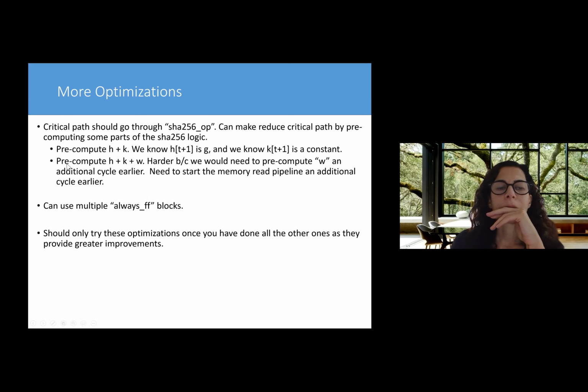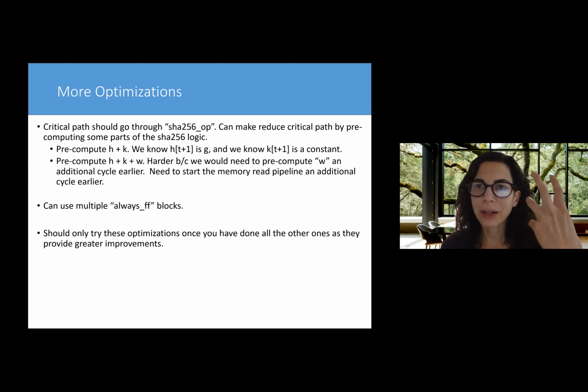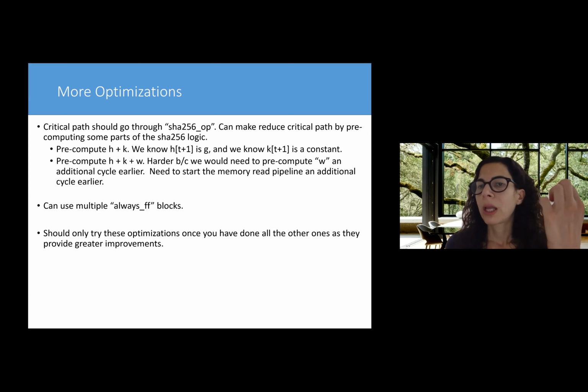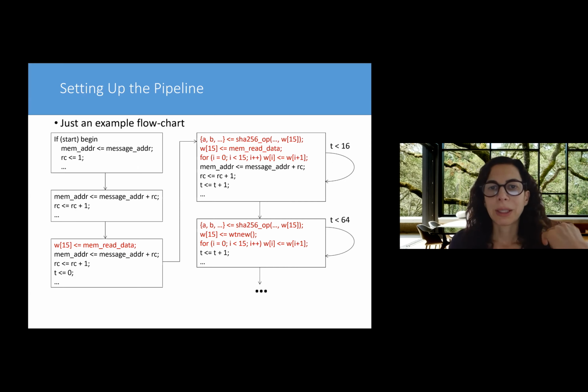Also, the other thing we could do is pre-computing H plus K plus W, which is a little harder. The W has to be computed two cycles earlier, and we need to make sure we have the values in memory two cycles earlier to do this pre-computation. But the good thing is, because this is FPGA, we could have parallelism. We could use multiple registers to store and pre-compute these values and do the pipeline. So this is something we need to do to optimize the project.